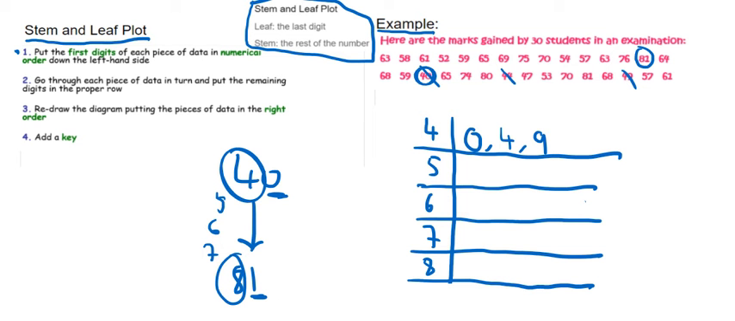Then next we're going to put in our leaves for the 5. So everything in their 50s, and I'm going to put them in order as best I can. So we've got 53 there. So 3 goes in there like that. We've got 54. So the 4 will go in there. We've actually got a 52 as well that I didn't see. So that would go in there like that.